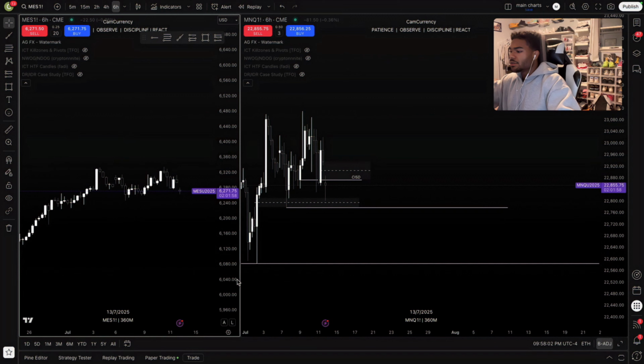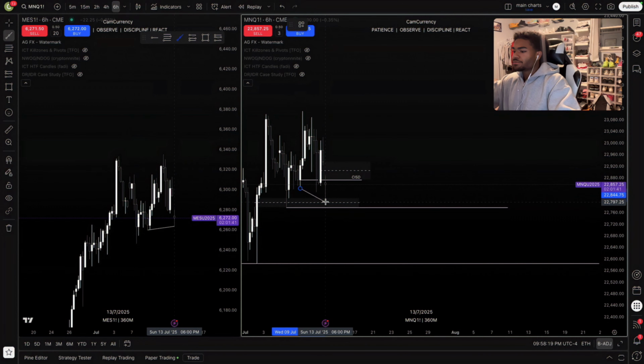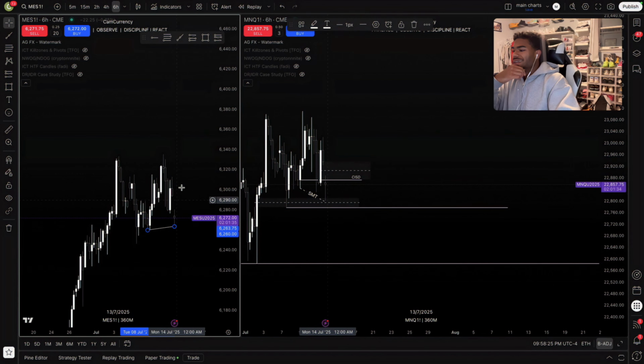Let me look at ES right quick. Do we have any SMTs? We do have an SMT at this low. That is something to keep in mind. Definitely want to note that SMT. Going into tomorrow, I want to see how that plays out. I would like to see this SMT get disrespected.